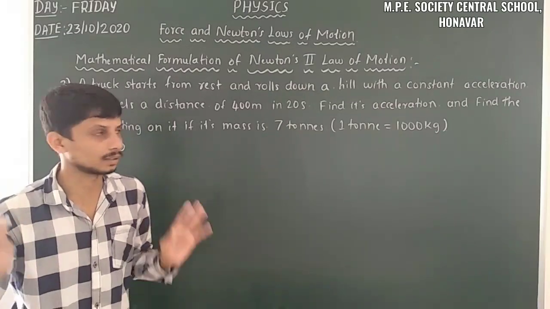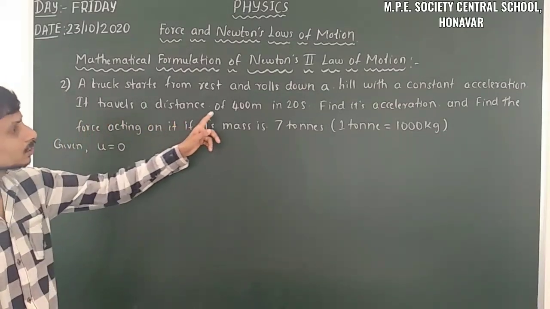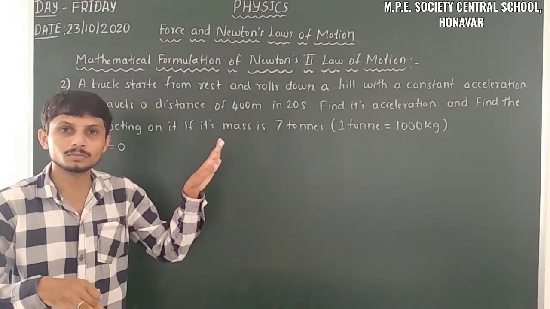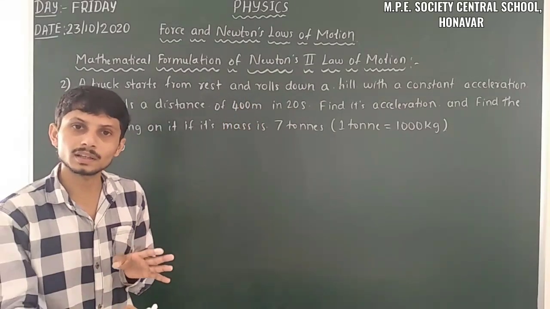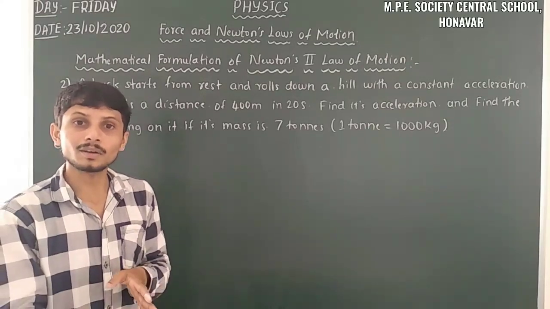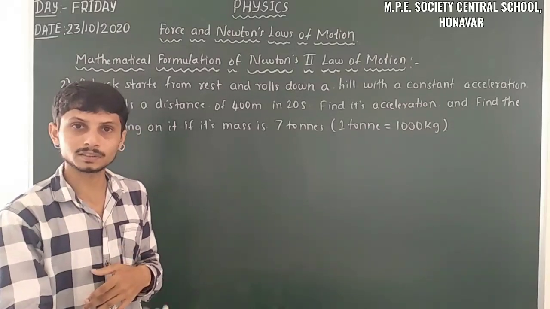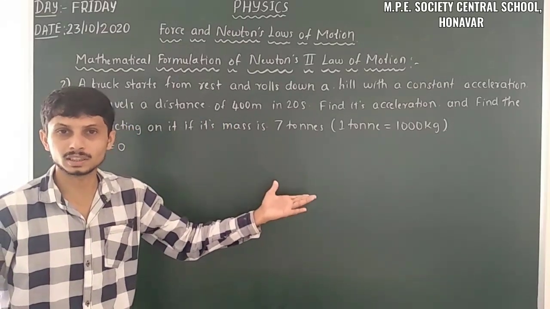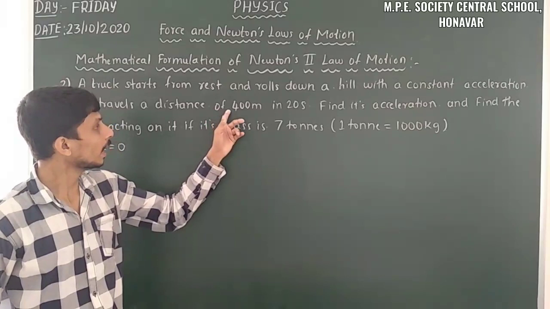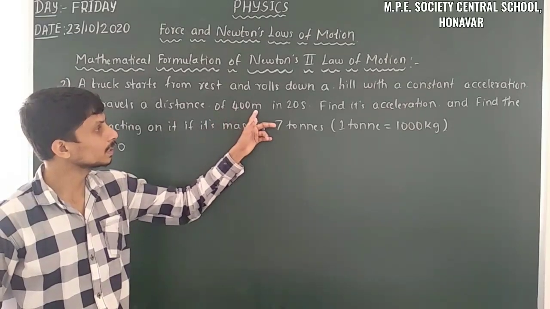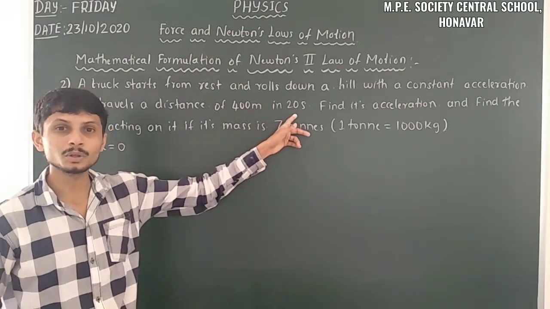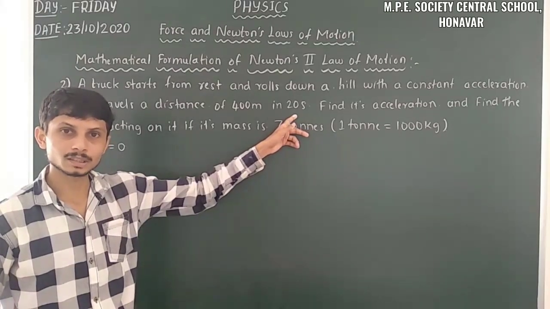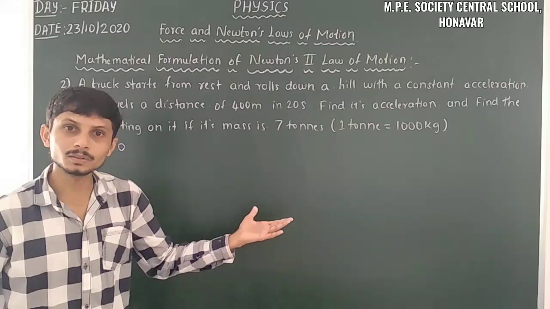Yes, it travels a distance of 400 meters in 20 seconds. When a truck rolls down, the truck travels in a straight line path. So displacement and distance are both the same, no change at all. So here we have the information, that is the displacement and the time required for the journey. From that we can calculate the final velocity also.